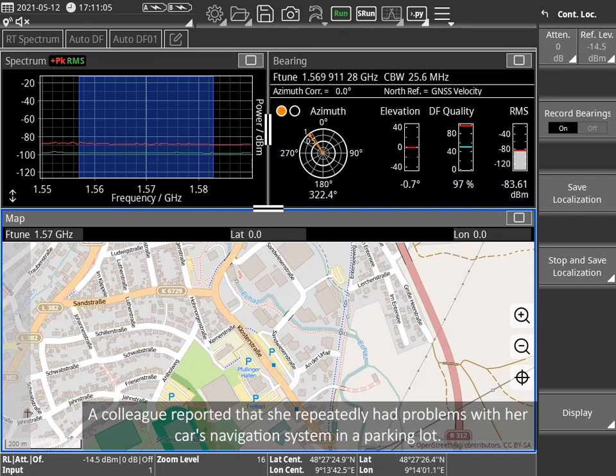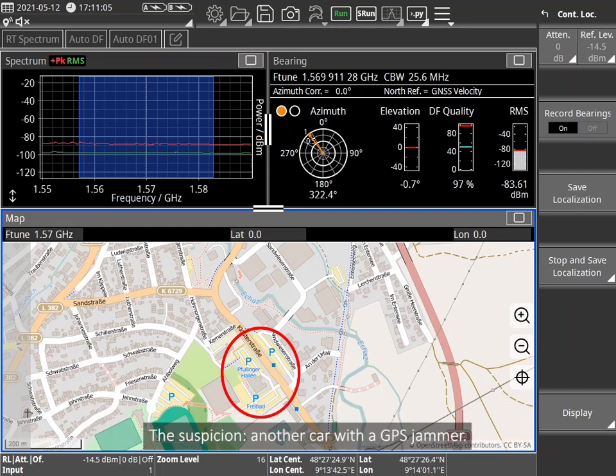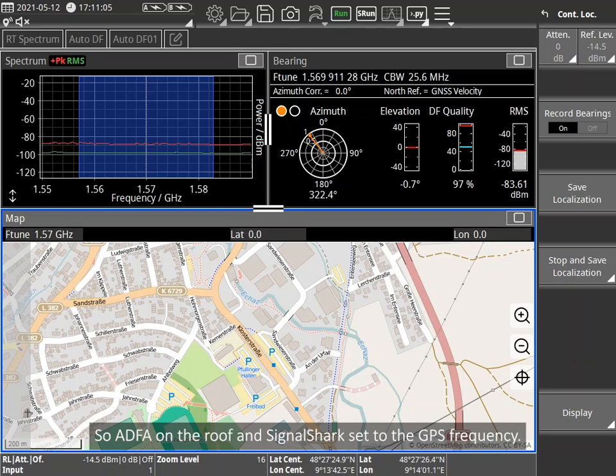A colleague reported that she repeatedly had problems with a car's navigation system in a parking lot. The suspicion? Another car with a GPS jammer. So ADFA on the roof and SignalShark set to the GPS frequency.